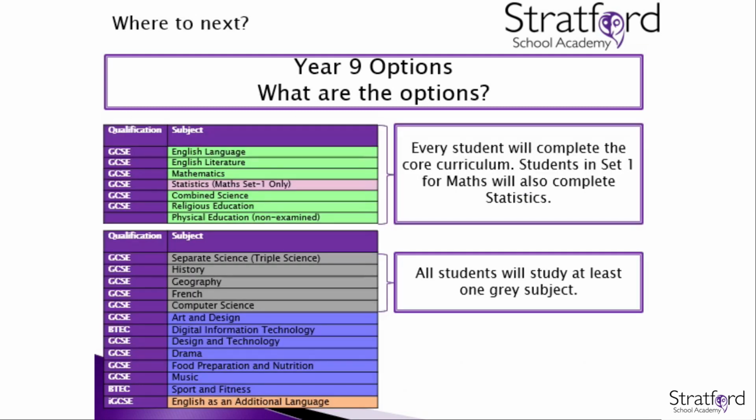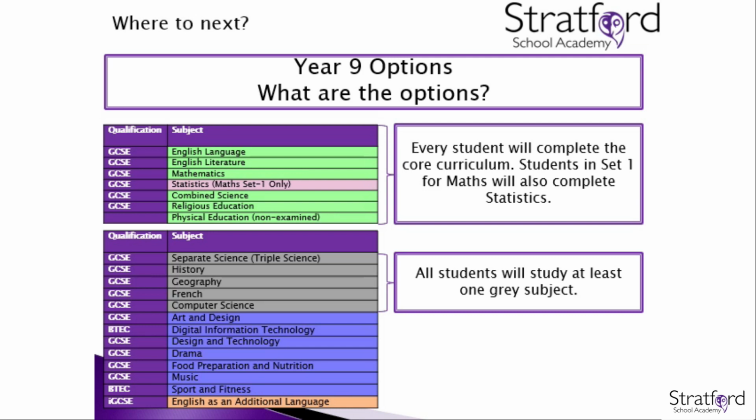So, the options process. As you can see on the screen now, the green subjects, this is our core curriculum. These are the subjects that everybody will study throughout Year 10 and Year 11 and sit a GCSE in, with the exception of physical education, which is a core PE class. Please note that statistics will also be part of the core curriculum for those in Set 1 for maths.